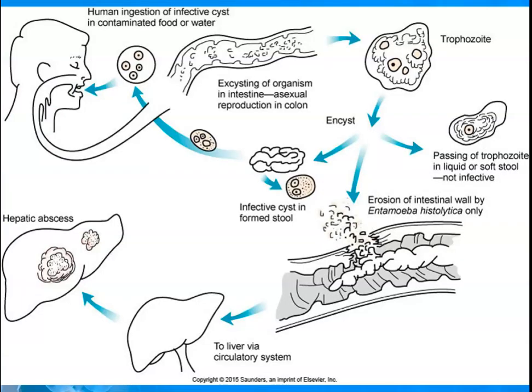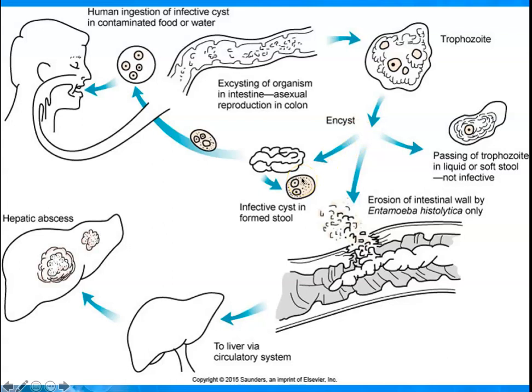So here's a great picture. Let's talk through this. At the top, we have human ingestion of infective cyst in contaminated food or water. Excystation will occur in the intestines. It'll transform into the trophozoite, and the trophozoite will feed and reproduce. From here, the trophozoite can be shed, so we can see this diagnostic stage in the sample.